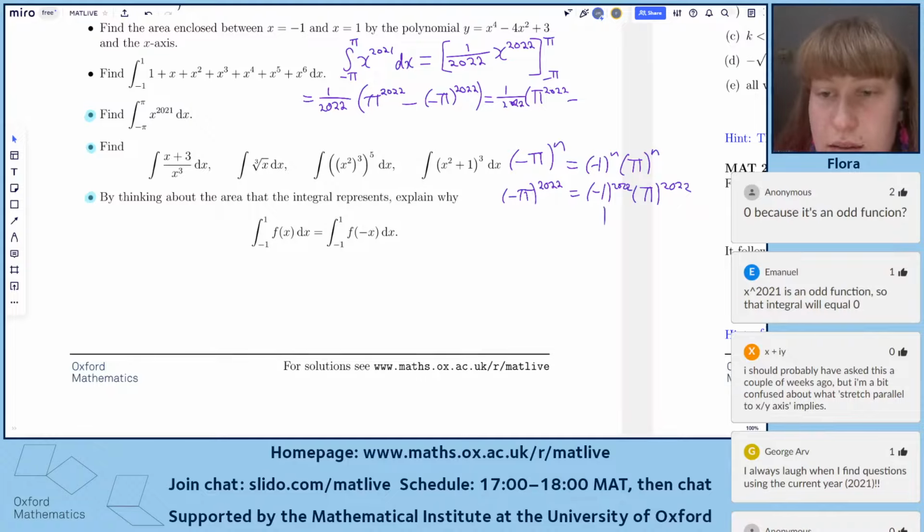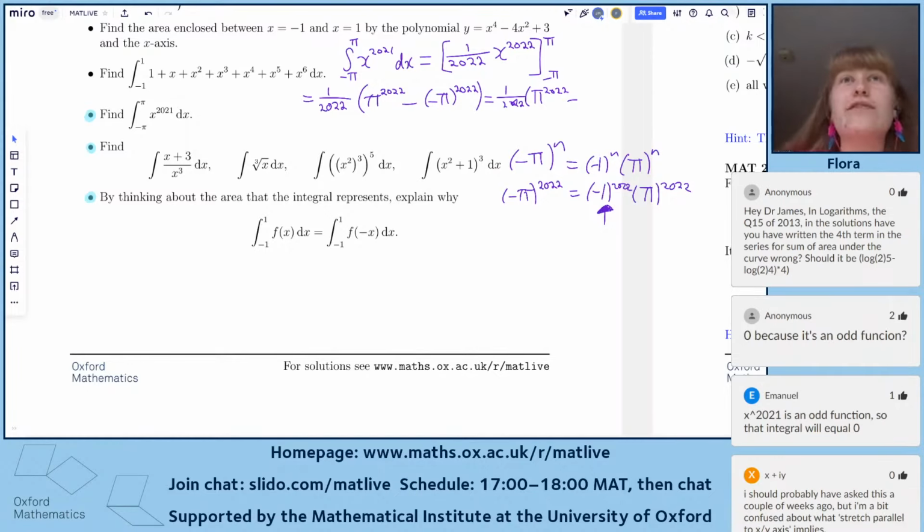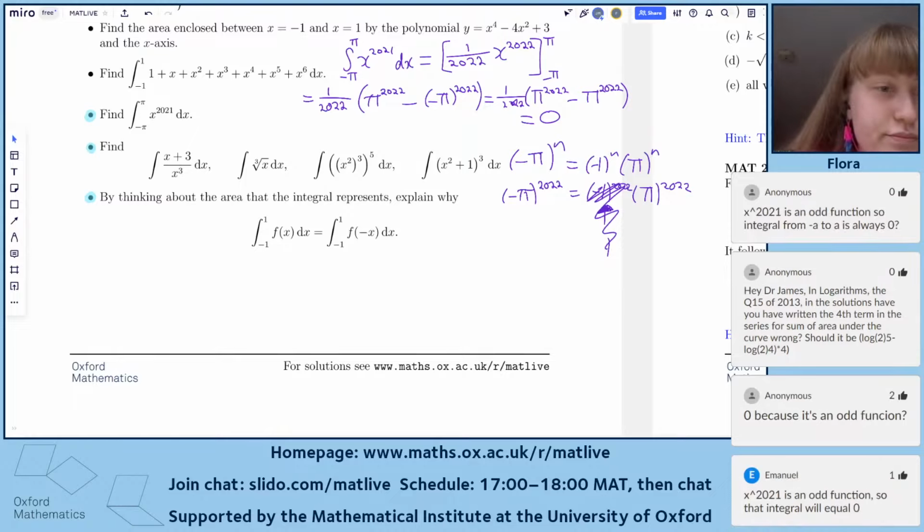And this, what do we know about this? Well, it's an even power, and even powers of minus 1 are always 1. So we can get rid of that, it's just 1. In which case, you have minus just pi to the 2022. And then, surprise, surprise, it's 0. Because they're the same thing. Just moving that out of the way. Brilliant.